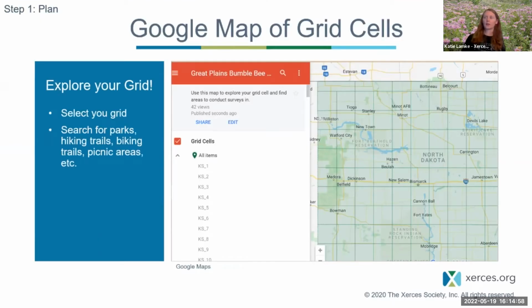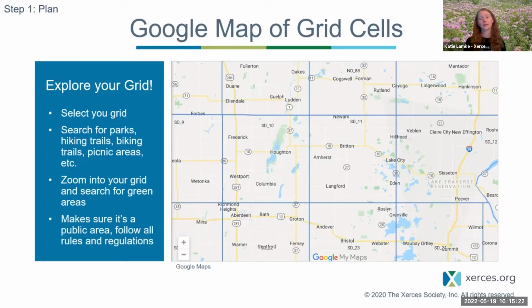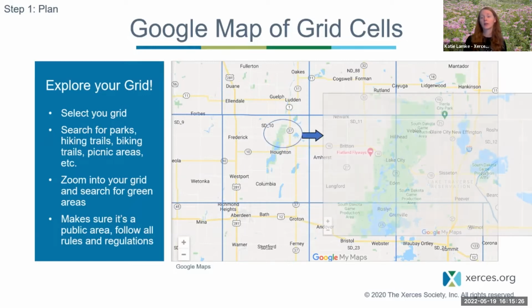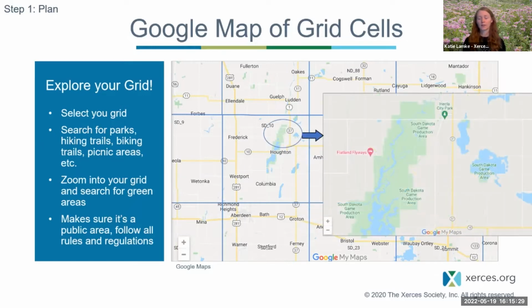So we have this handy Google map of the grid cells that you can find on the website. And you can use this map to, again, search for parks or hiking trails, biking trails, picnic areas, campgrounds, any sort of recreation space might be a good spot to survey. You can zoom in and out of the cells. You can use the search bar. You can manually zoom in and out if you want. A good idea sometimes is to look for green areas, like all of these on the map. You can see who owns them to see if it's a public area that you can access or not.